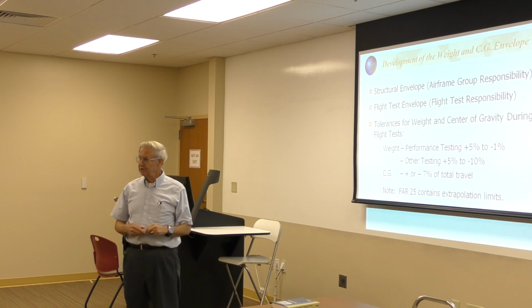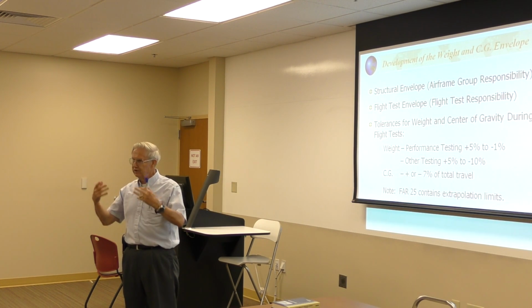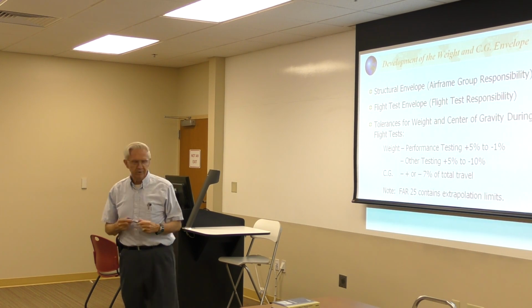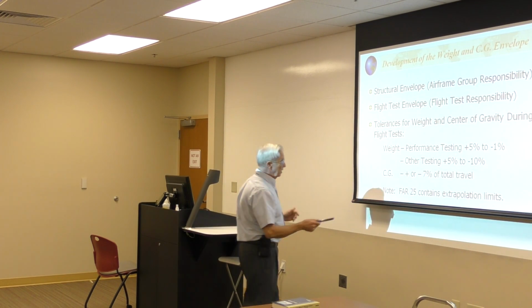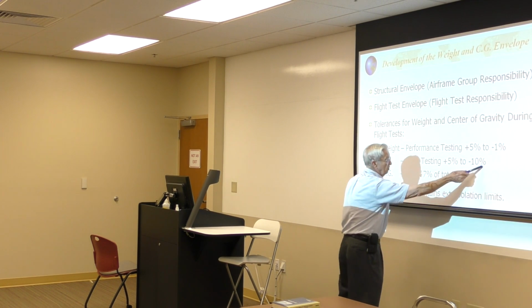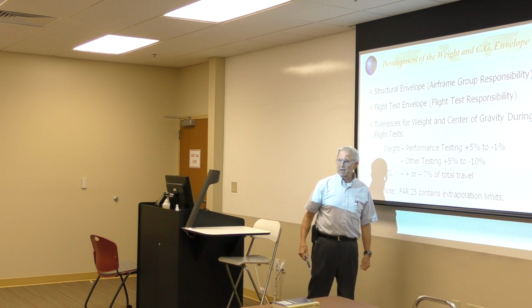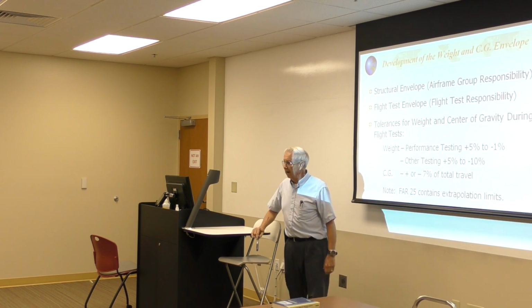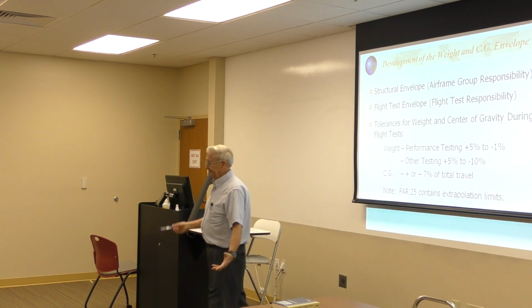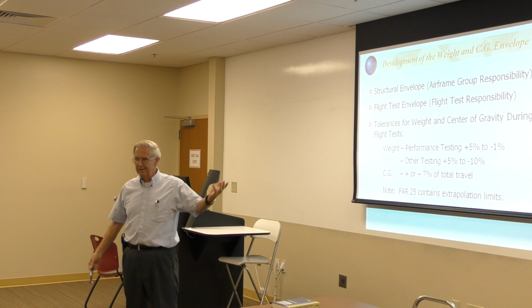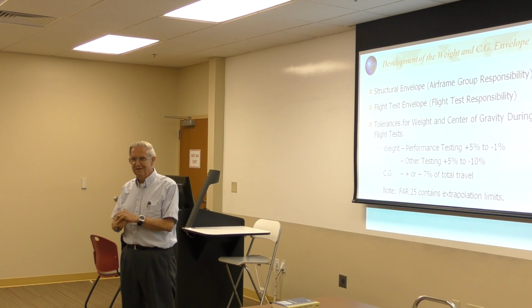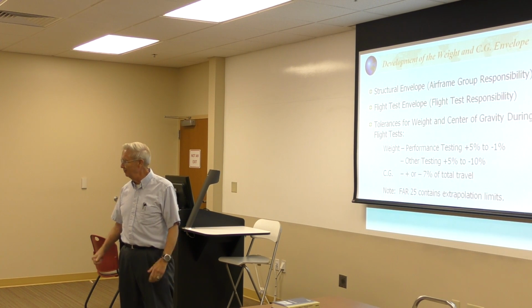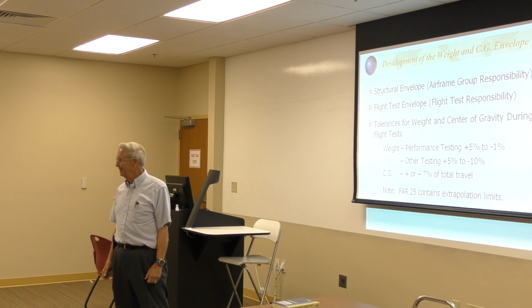That's for performance testing. They want to make sure that you're correcting down rather than correcting up, okay? For other testing, notice that they allow you to go to minus 10%. So for handling qualities, they would have allowed me to go to probably whatever 10% of that is, roughly 1,500 pounds almost, okay? So what do you take?